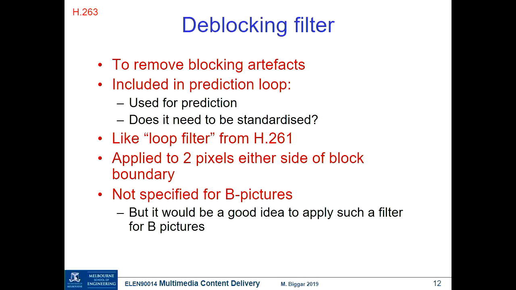It's essentially just applied to 2 pixels either side of the boundary. So where we have macro blocks, these are supposed to be individual pixels. We just perform some filtering across those pixels to smooth and average out and make sure the block boundary is not too visible.